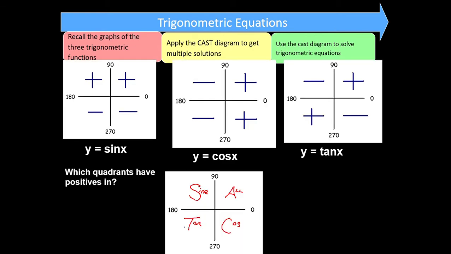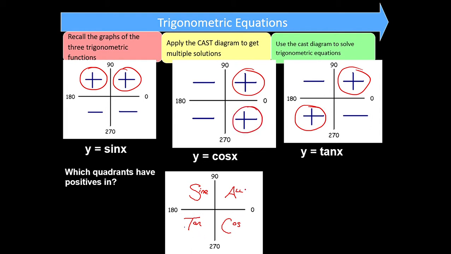So first of all, this is something you should already hopefully remember. The reason we use the word CAST is it helps us remember what is positive in each section. So in the first quadrant between 0 and 90, you can see that sine, cos and tan are all positive. So that's why A is in the top right hand corner. Sine is the only one positive in this section, which is why there's an S. Tan is the only one positive in the third quadrant, which is why it's a T. And cos is the only one positive in that section, which is why it's called CAST, because it tells us where it's positive and where it's negative.